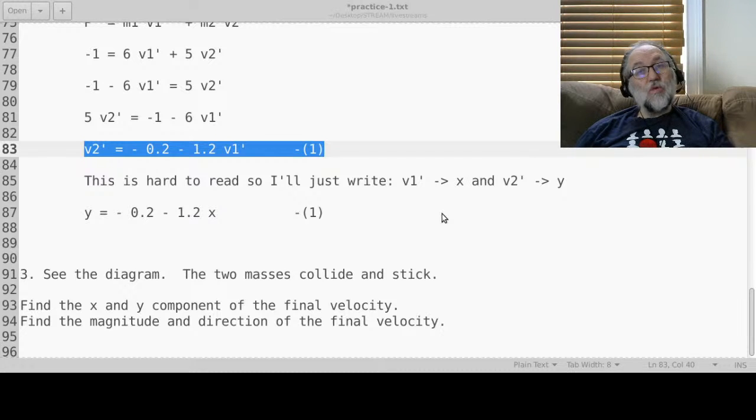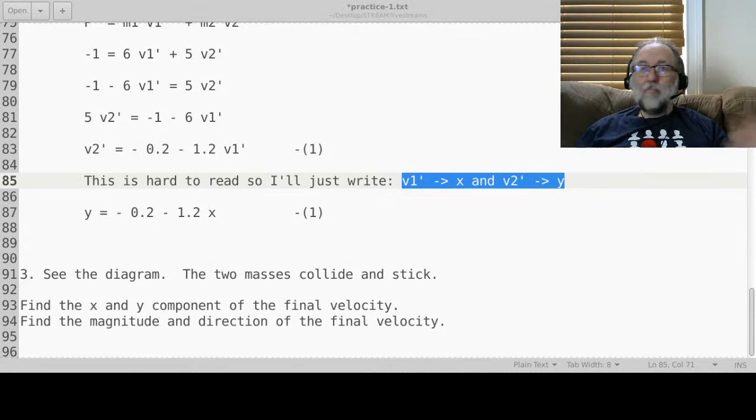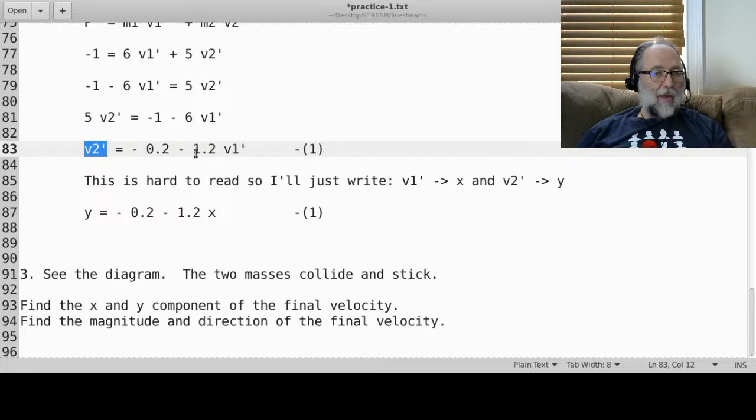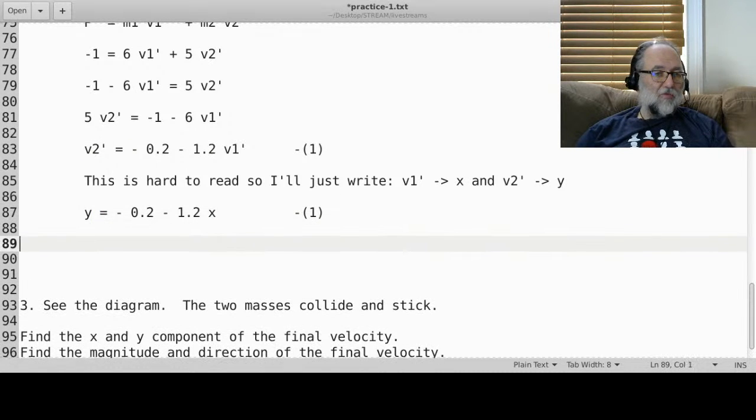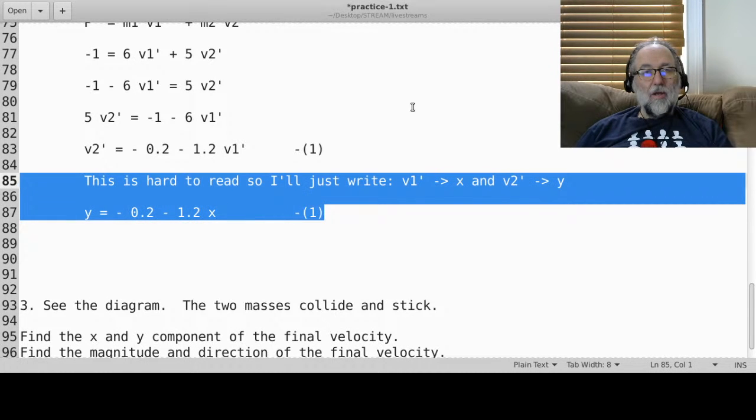Now that's really hard to read, so you don't have to worry about why I did it here, but when I solve it later, you're going to see that there are so many symbols around, it's just easier to call v1 primed x and v2 primed y. Nothing magic there. When you see the equations later, they're going to drive you crazy with all the symbols. So instead of writing v2 primed and v1 primed, I'm just going to write y and x. Don't let that be mysterious for you at all. You can even just ignore this for now. It'll become easier when we get to it later.